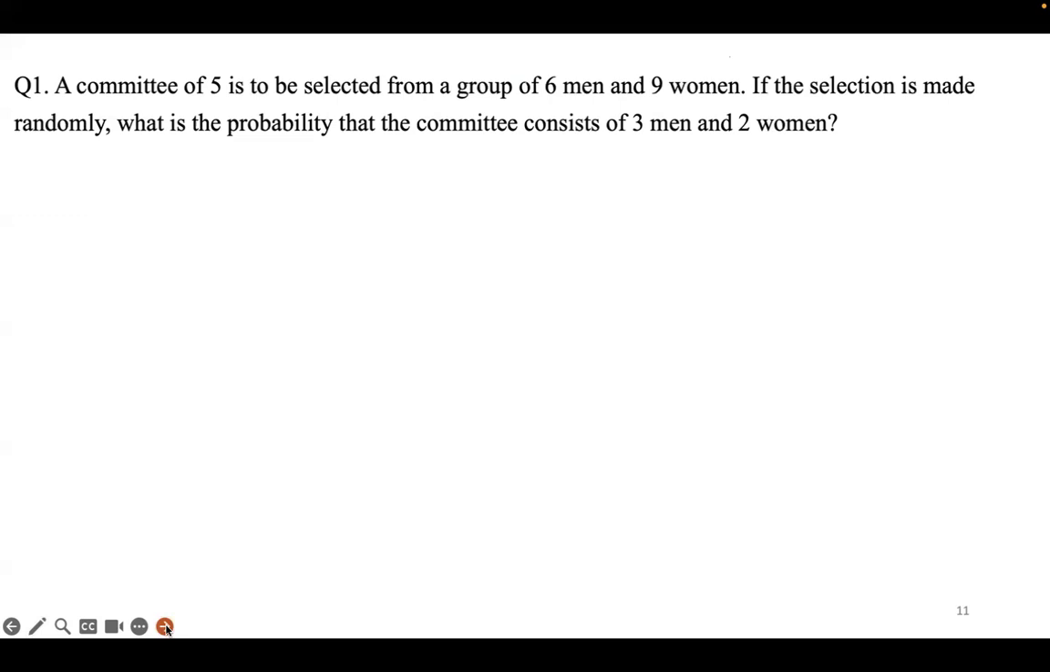All right. So a committee of 5 is to be selected from a group of 6 men and 9 women. If the selection is made randomly, what is the probability that the committee consists of 3 men and 2 women?